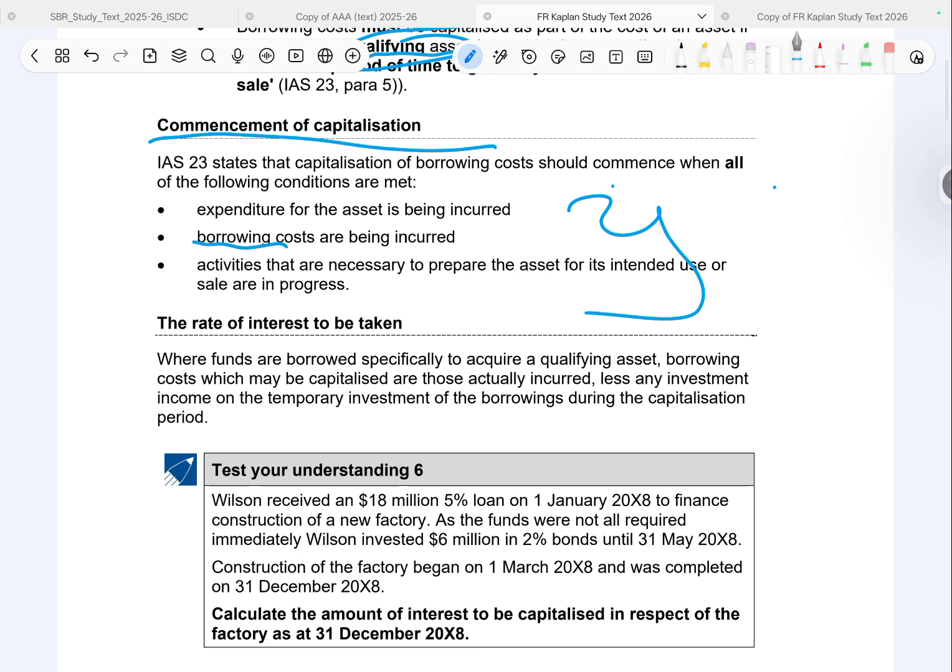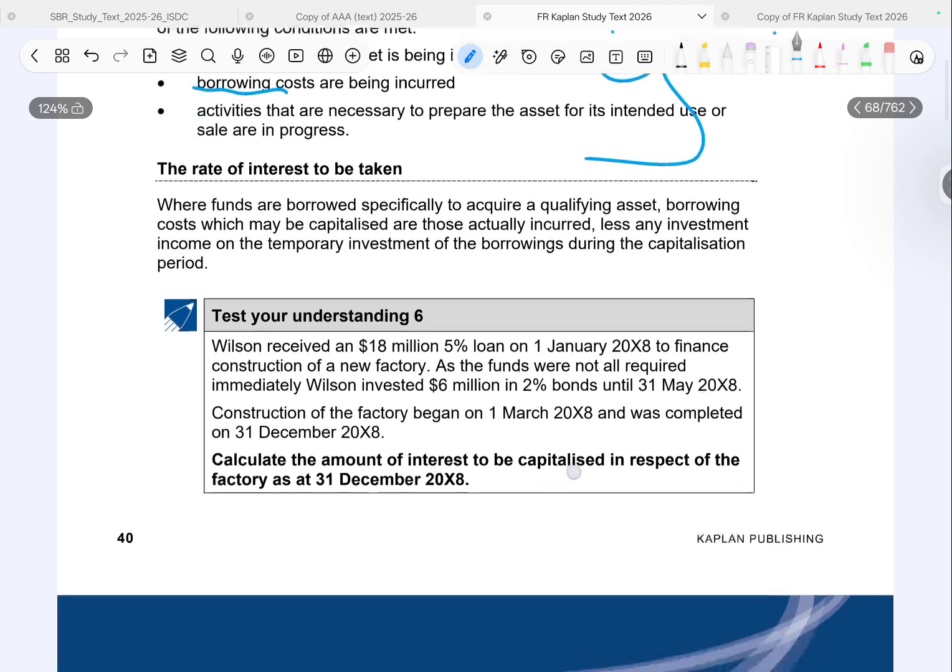Activities that are necessary to prepare the asset for its intended use or sale are in progress. It's just not that you have taken a loan, you are not doing any work, and you are sitting with the loan and just capitalizing it. That doesn't work. You need to be actively working towards building that asset. Then only you can capitalize the borrowing amount.